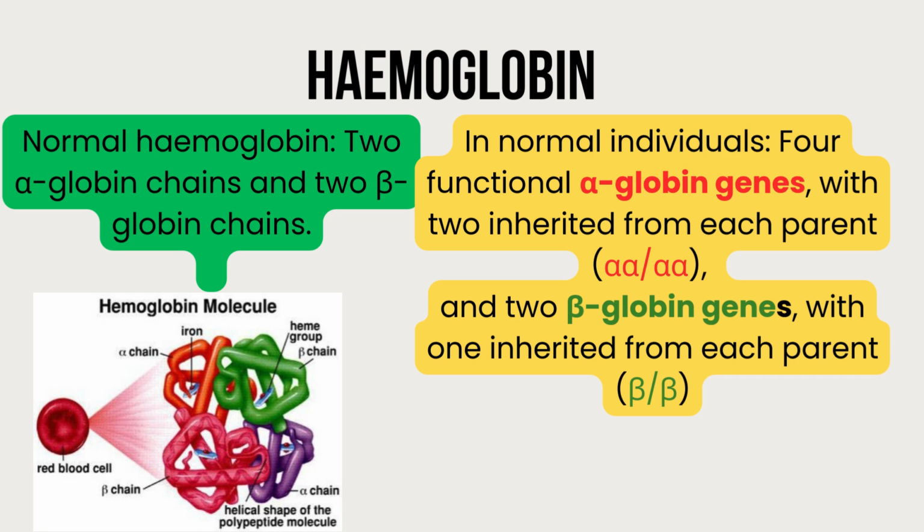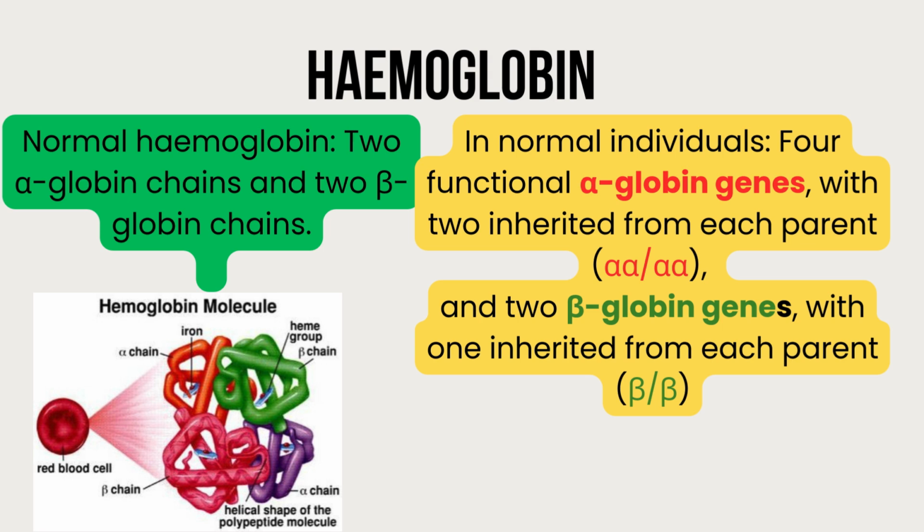Normal hemoglobin structure. Let's understand the structure of normal hemoglobin. Normal hemoglobin is made up of 4 globin chains, 2 alpha globin chains and 2 beta globin chains. In healthy individuals, there are 4 functional alpha globin genes. 2 alpha genes come from the mother and 2 come from the father. This normal gene arrangement is written as alpha-alpha/alpha-alpha, or R/R.